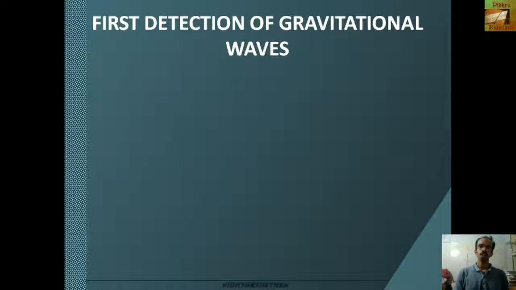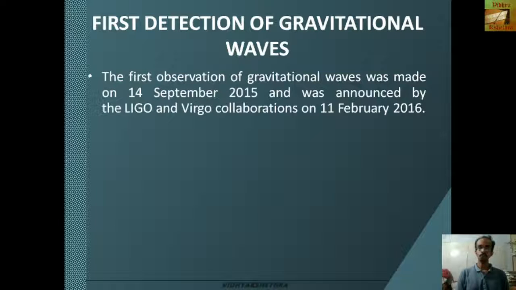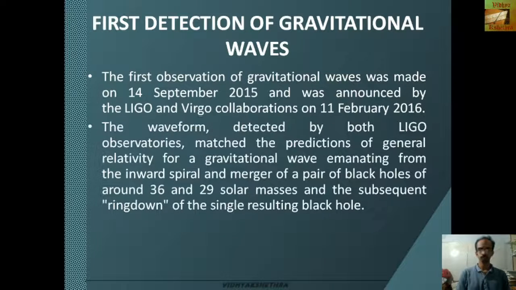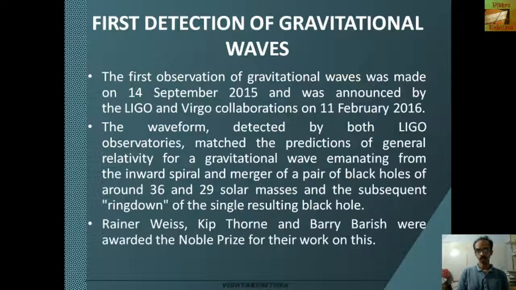Now the first detection of gravitational waves. It took place on 14th September 2015, and it was announced by the LIGO and Virgo collaborations on 11th February 2016. The waveform detected by both the LIGO observatories met the predictions of general relativity for a gravitational wave emanating from the inward spiral and merger of a pair of black holes of around 36 and 29 solar masses, that is, highly massive black holes. Rainer Weiss, Kip Thorne, and Barry Barish were awarded the Nobel Prize for detecting gravitational waves.